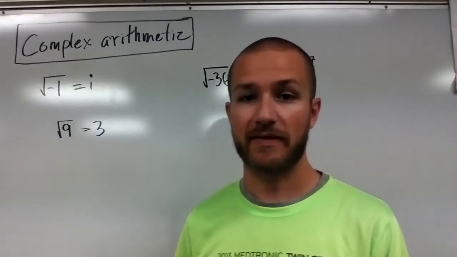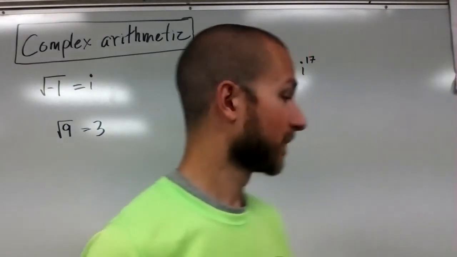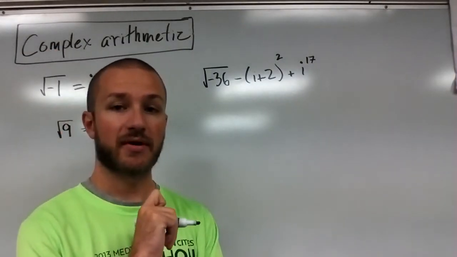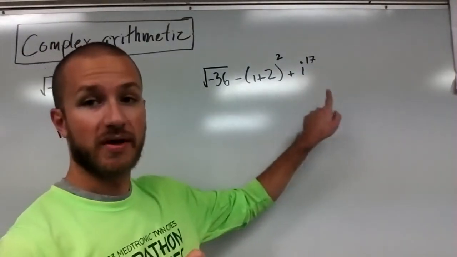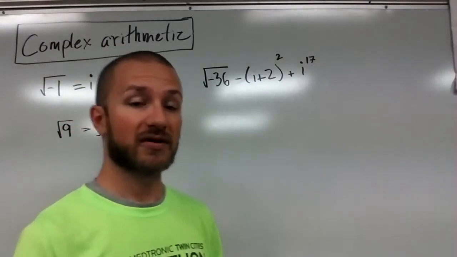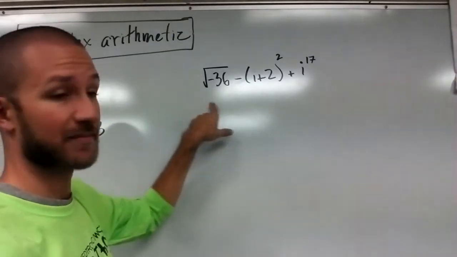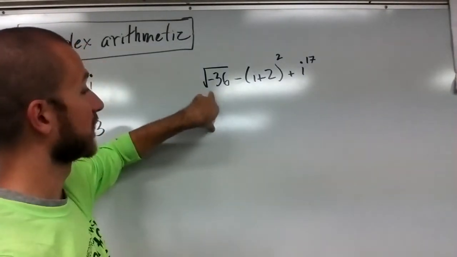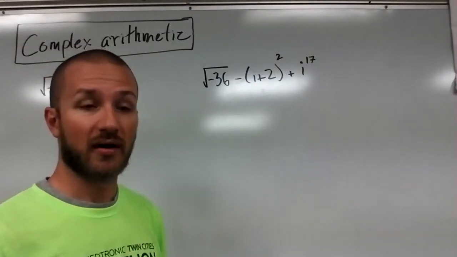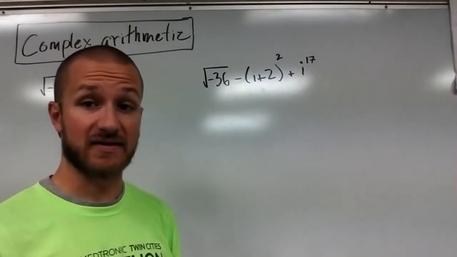Right? Now let's do some math of this and see how it actually turns out to work. I'm just going to do one example here, but I'm going to make this one example have 3 different parts, so we kind of see 3 different things happening that we combine all together. All right, for this whole problem, the goal is to simplify this expression. Okay, square root of -36, minus (i plus 2) squared, and then I'm adding on i to the 17th.